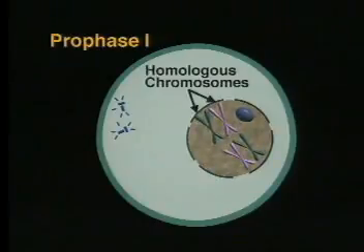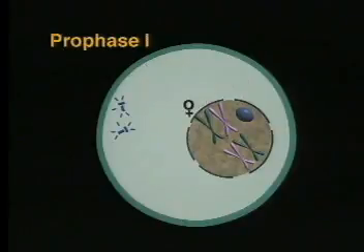Homologous chromosomes are pairs of chromosomes that carry genes controlling the same inherited traits at the same positions on the respective chromosomes. One member of each homologous pair is inherited from the mother, and the other comes from the father. These homologous pairs form a tetrad of 4 chromatids.